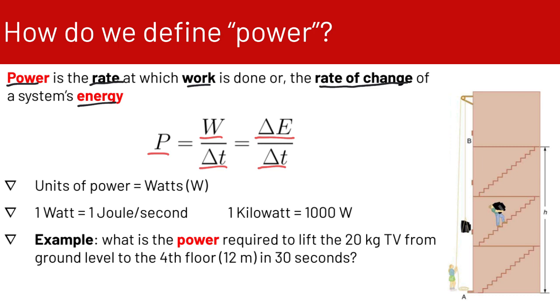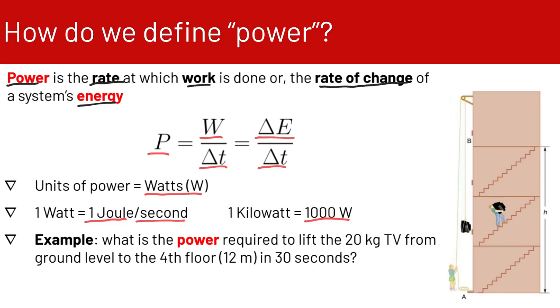The units of power are watts. So 1 watt is equal to 1 joule per second. And a kilowatt, which I'm sure you've heard of before, we use this a lot when we're thinking about electricity. 1 kilowatt is 1,000 watts.